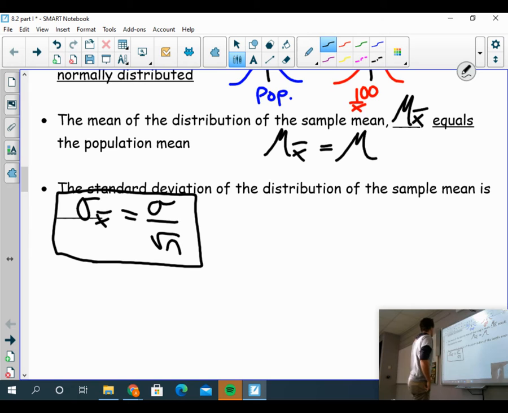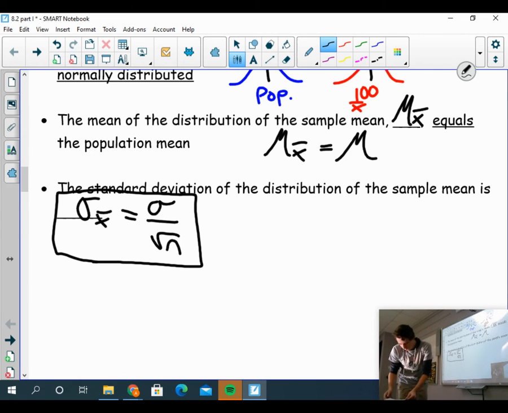Okay, so those are our 3 consequences. The population is normal. It means that A, the distribution of sample means is normal. B, the mean of the distribution of sample means equals the population mean. And C, the standard deviation of the distribution of sample means equals population standard deviation divided by the square root of n.